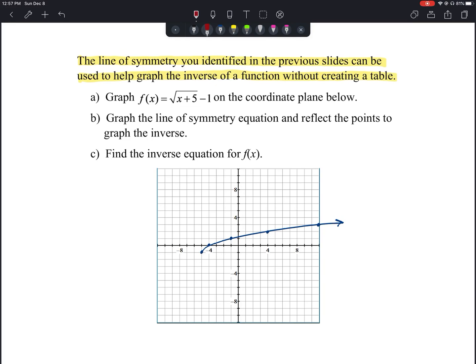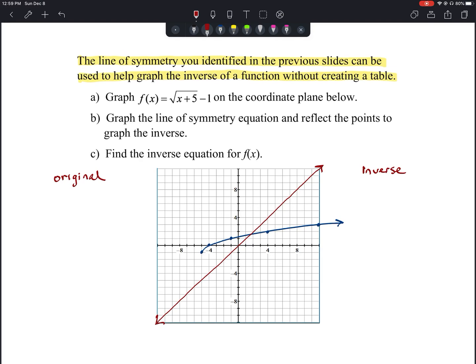Now, if we take it and we draw in our line of symmetry where y is equal to x, we can use this line to help us graph the inverse. So here's what we have to remember. What happens to x in our original happens to y in our inverse.